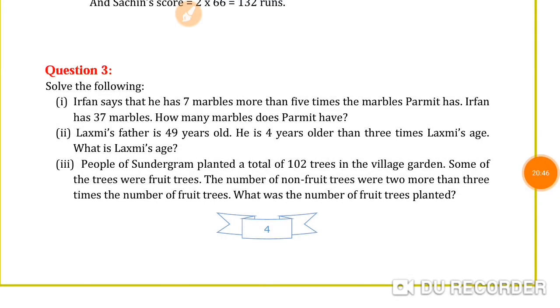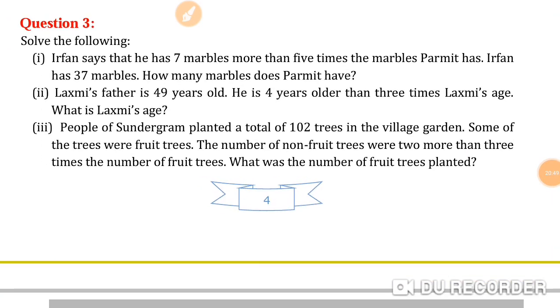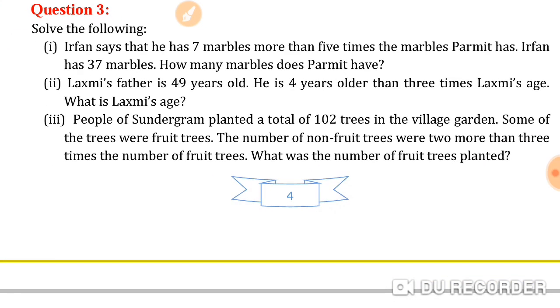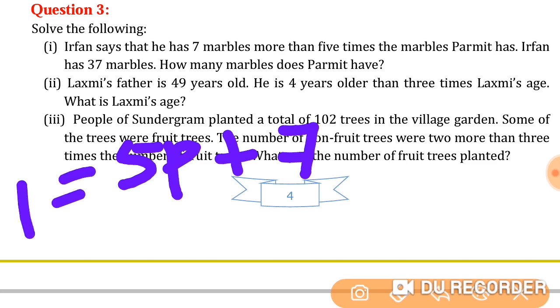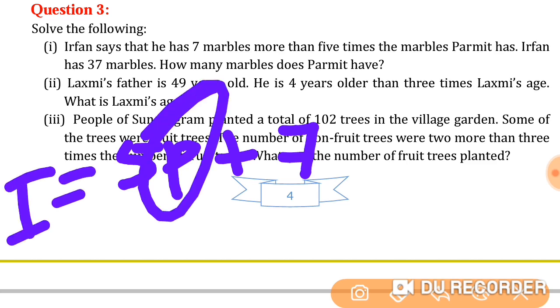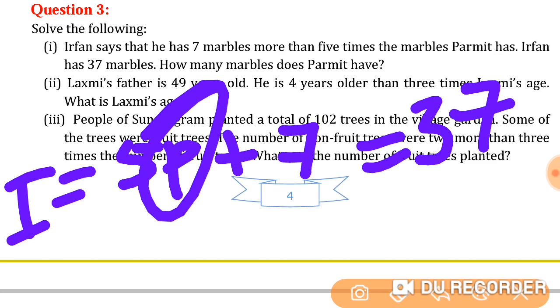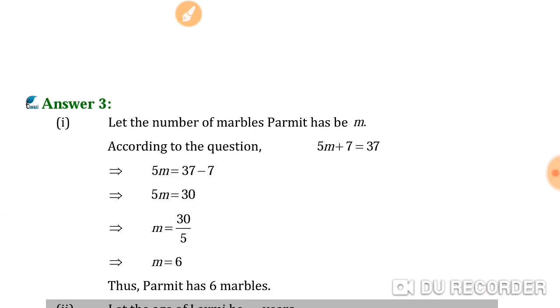Here the third one is also the same kind. We have studied how to convert these into equations, but once again I'll explain very shortly. Irfan says that he has 7 marbles more than 5 times the marbles of Parmeet. So Irfan has 37 marbles. Then what does Parmeet have? So here is the example's explanation.